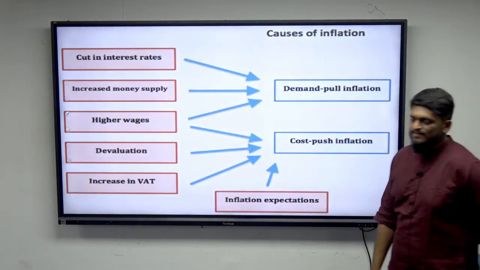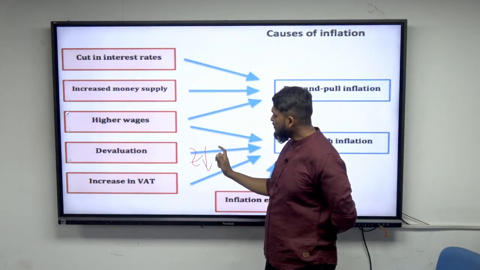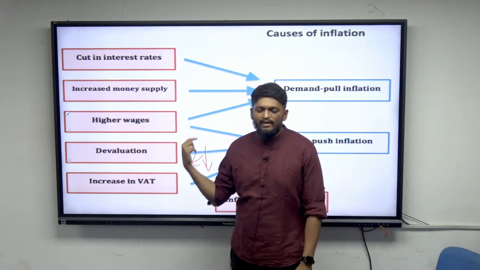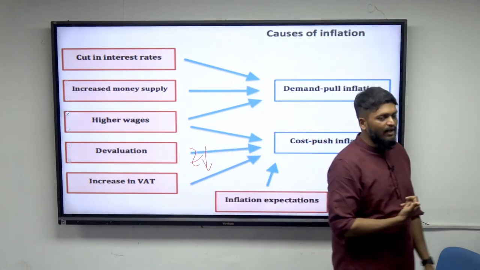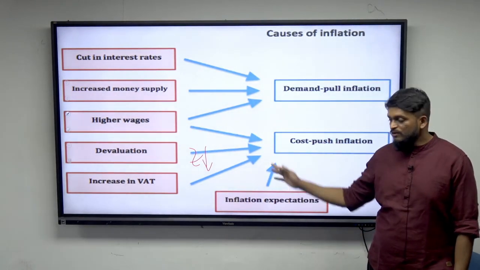Devaluation of currency, this part we discussed. When we devalue currency, rupee value will reduce. As rupee value reduces, imports will become costly, oil becomes costly. As oil becomes costly, then what happens to all the other products? They will also become costly, cost push inflation.